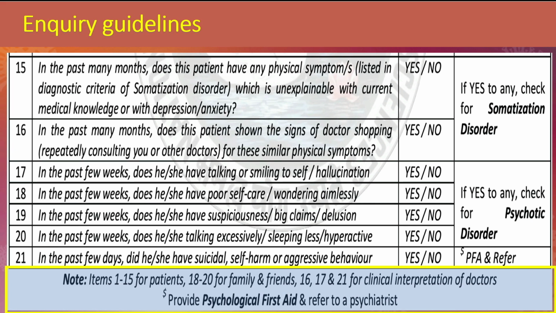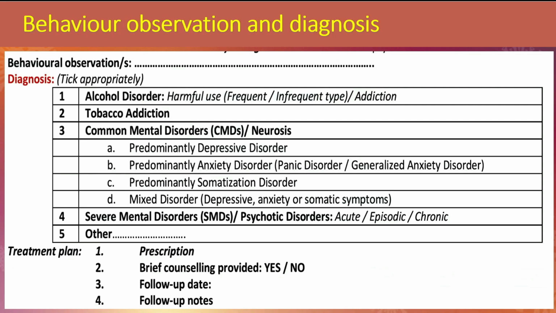Enquiry guidelines. That is the last part of it. Here, items are very clear. Questions number 1 to 15 need to be directly targeted to the patients. However, questions number 18, 19 and 20 need to be asked to the family and friends of the patients. Questions number 16, 17 and 21 are for clinical interpretation by the doctor. And please remember, my dear friends, question number 21 is a psychiatric emergency, that is, dangerous to self, that is suicidal ideas and attempt, and dangerous to others. These are the patients where we need to do psychological first aid to the patient and family members and refer them to the higher centers.